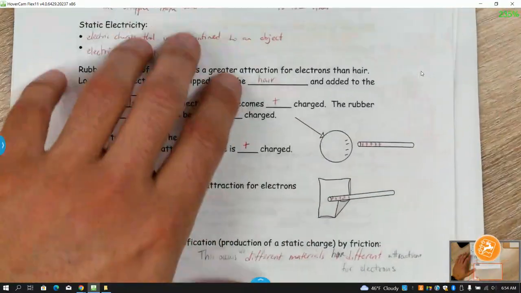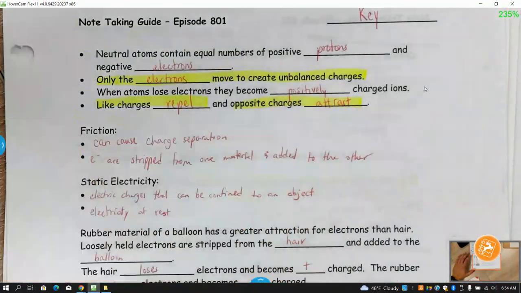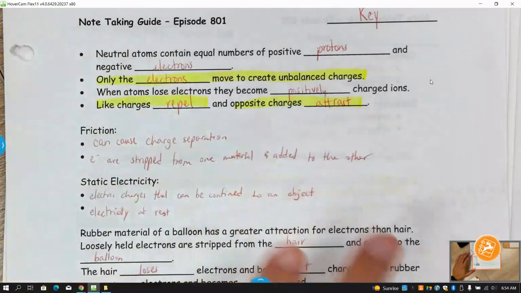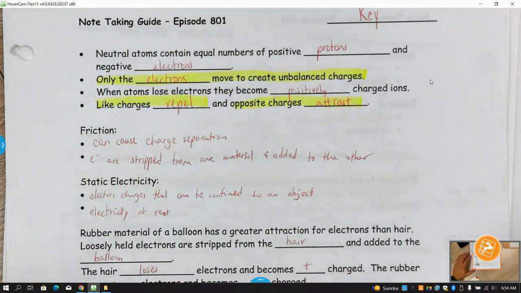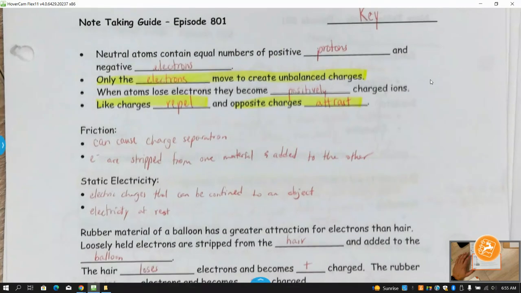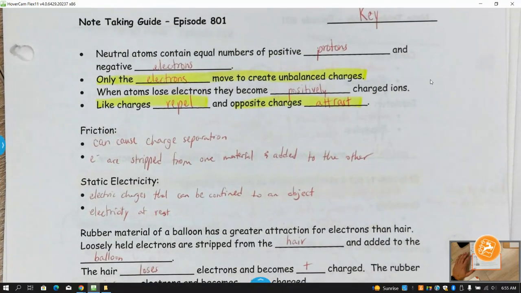Neutral atoms contain the same number of protons and electrons. Protons are positive, electrons are negative. Only the electrons can move, so they're the ones that are allowed to move to create an imbalance. If you have more protons than electrons, you're positively charged. If you have more electrons than protons, you are going to be negatively charged. More electrons, negative charge; fewer electrons, you'll wind up being positive.